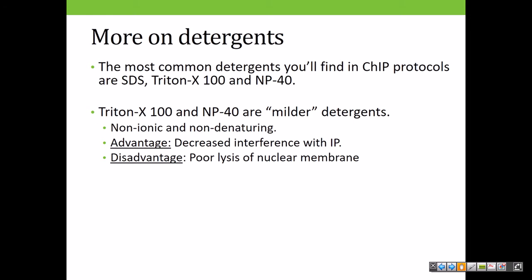Triton X-100 and NP-40 are termed milder detergents. They're non-ionic, so not charged, and they're non-denaturing. The advantage is that their presence is less risky in terms of affecting your immunoprecipitation later. Remember, IP, where you're going to be allowing your antigen to bind to antibody, these are all non-covalent, typically charge-based interactions and hydrophobic interactions. So you don't want to interfere with that with something that's going to be charged or overly denaturing. That being said, Triton X-100 and NP-40 have a disadvantage in that they are poor lysers of the nuclear membrane.